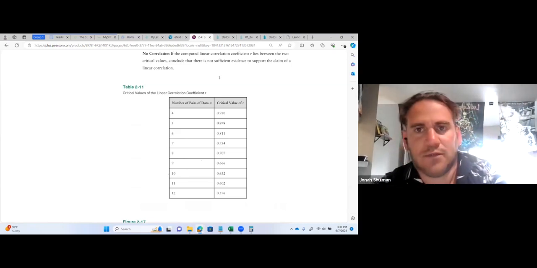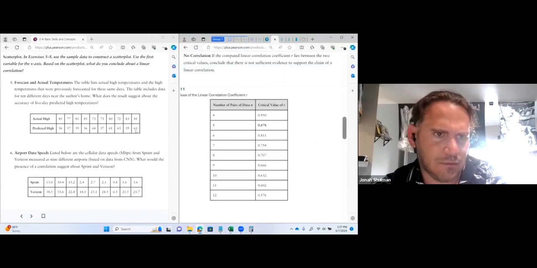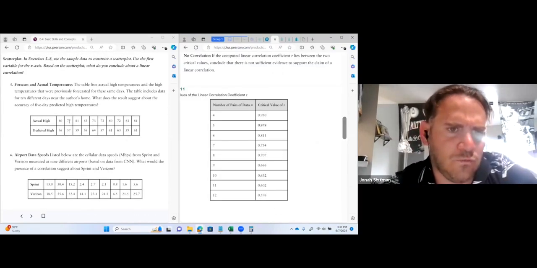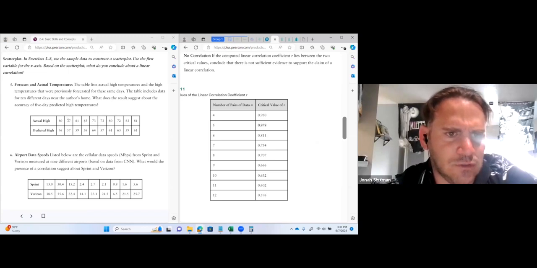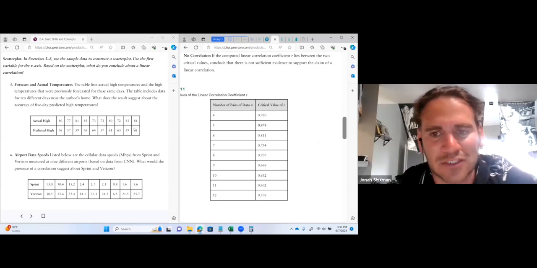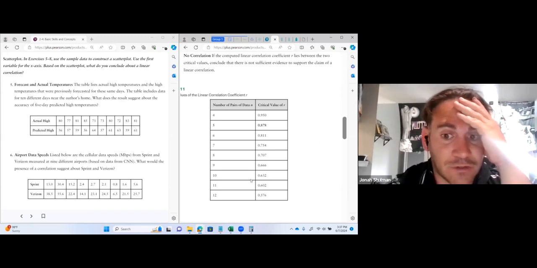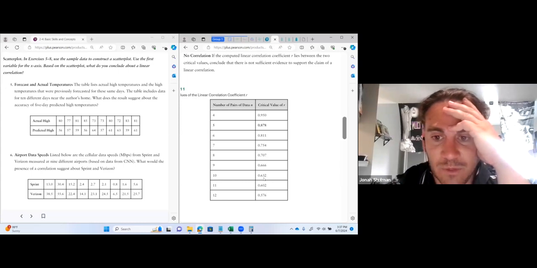So we know we have 10 pieces of data right here. 1, 2, 3, 4, 5, 6, 7, 8, 9, 10. Each piece of data actually has 2 components, an X and a Y. That's why that male and female did not work. If we're on 10, our critical value needs to be 0.632.